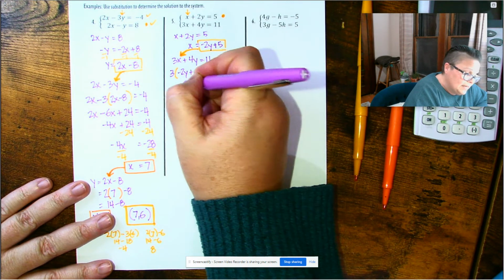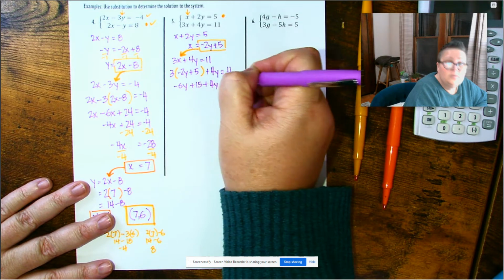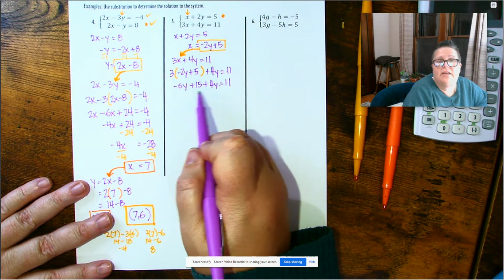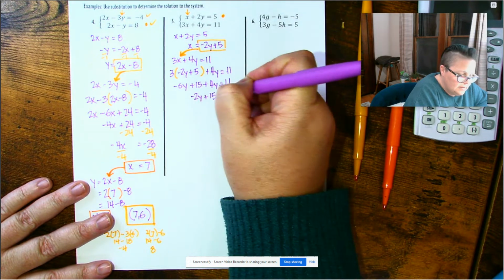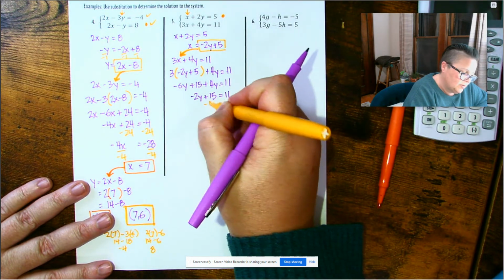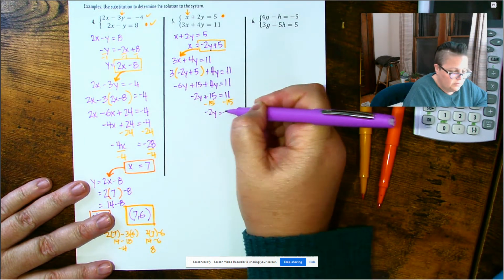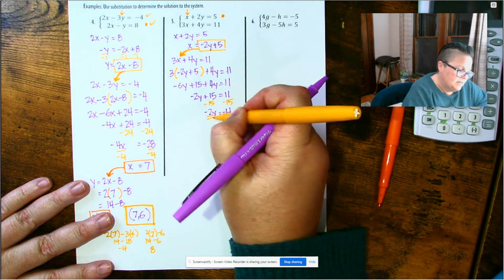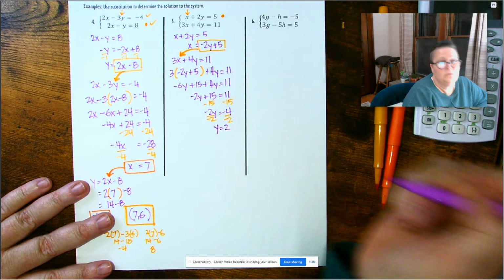Distribution of that 3 gives me a negative 6y plus 15 plus 4y is equal to 11. Solving, I can combine things here on this left-hand side. So I have a negative 2y plus 15 is 11. Now I want to switch that 15 over, so I'm going to subtract 15 from both sides. Negative 2y is equal to a negative 4. To further isolate the y, I'm going to divide both sides by negative 2. So we have y is equal to 2.